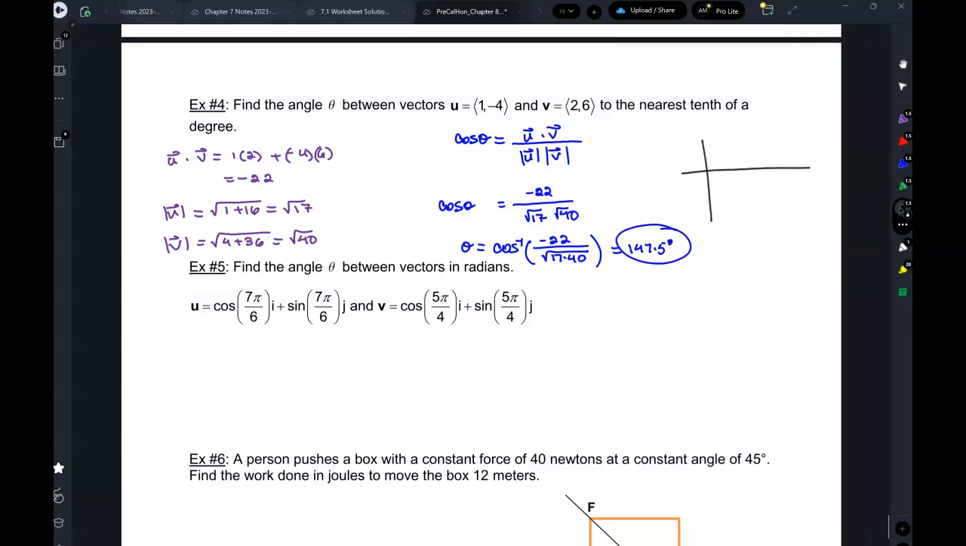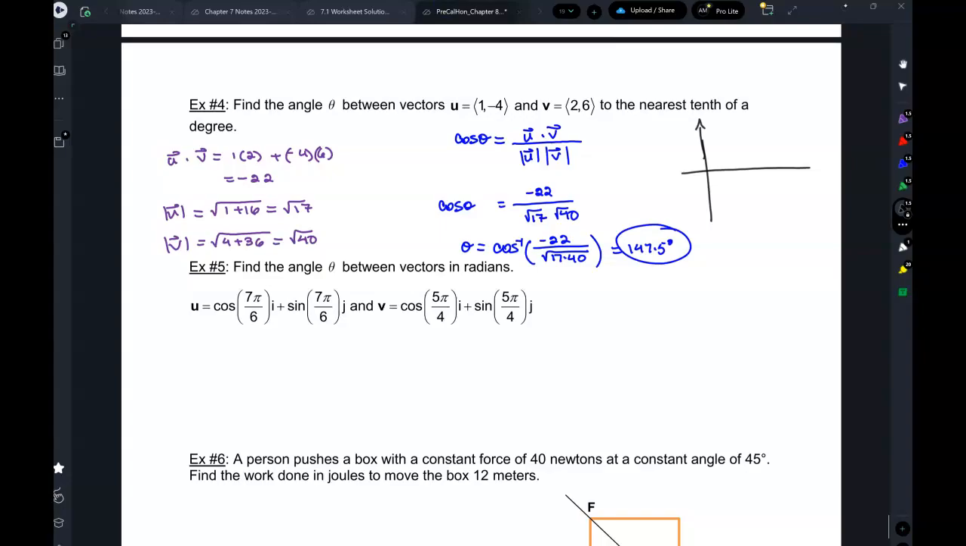So what exactly is it that we have found here? Let's take a look. The first vector is 1 comma negative 4, so that's vector u. And then the second vector is 2 comma 6, that's v. What we have found is this angle in between. That's 147.5. Isn't that cool?